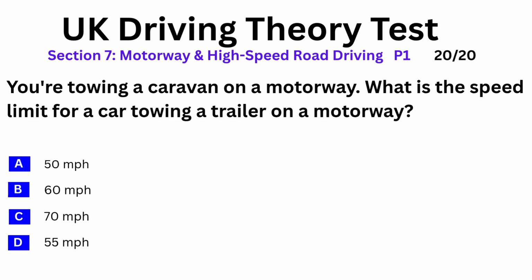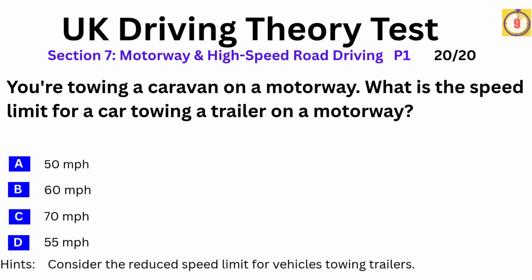You're towing a caravan on a motorway. What is the speed limit for a car towing a trailer on a motorway? Correct answer is B, 60 miles per hour.